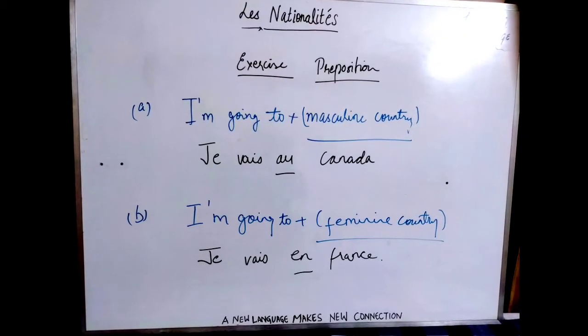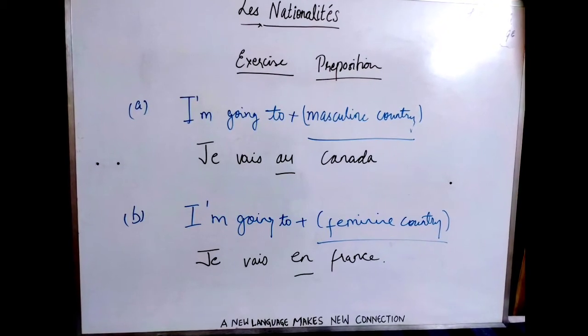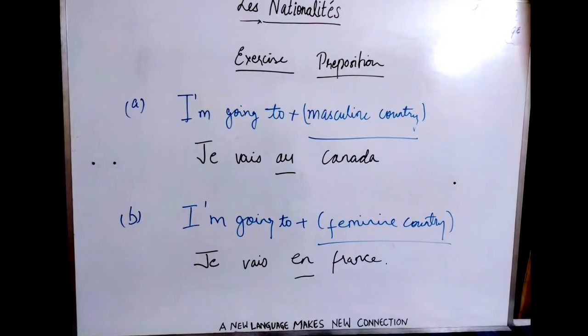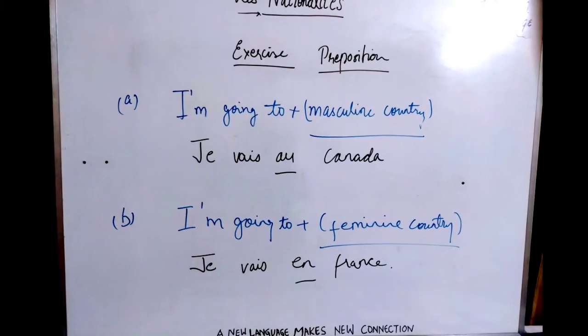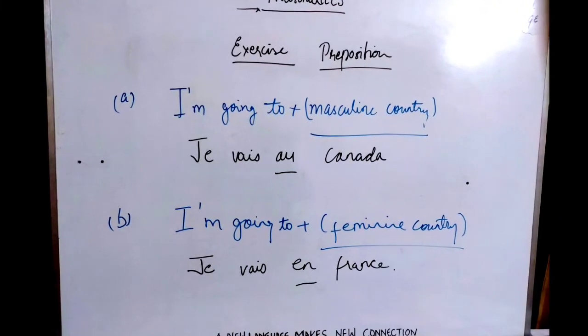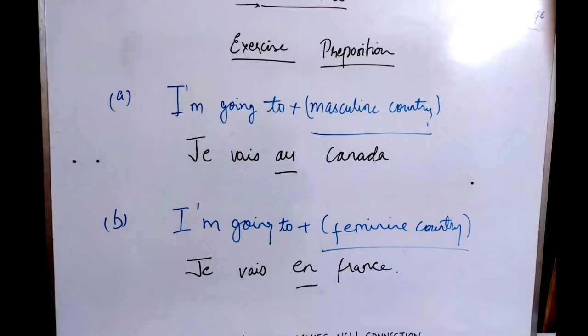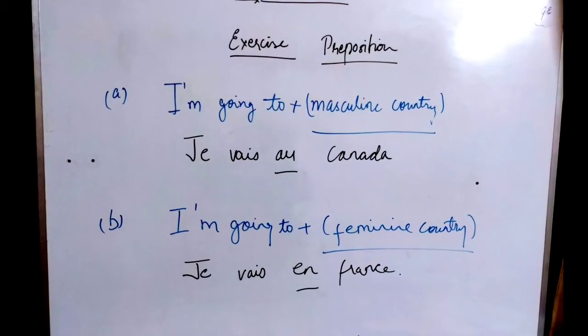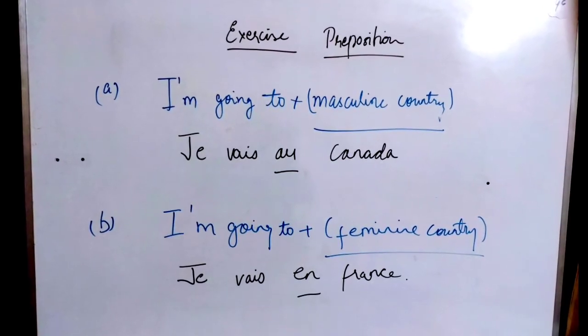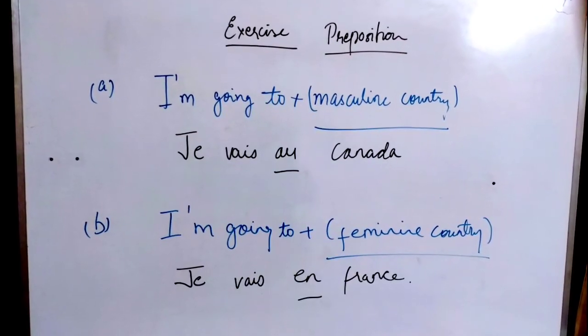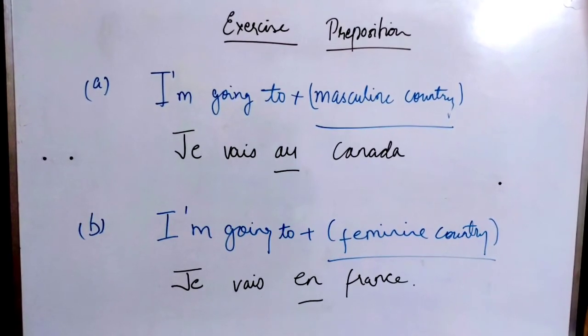Time's up. So for a masculine country, you will say Je vais au Canada. Means I'm going to Canada. Au is to be used as a preposition. Now, for a feminine country, we say Je vais en France. Okay, the same goes with any feminine country.